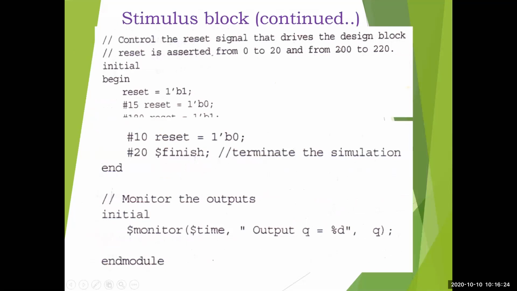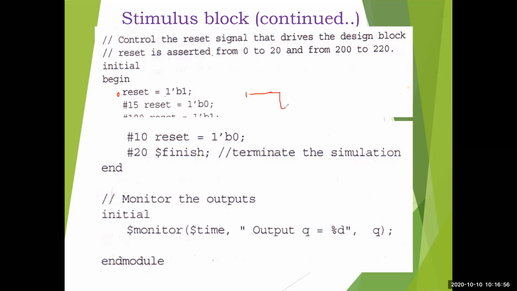Control the reset signal that drives the design block. Reset is asserted from 0 to 20 and from 200 to 220, as I mentioned earlier, so we are inserting those values. Initial begin reset. Initially, with nothing there, that means at time 0, it will be high, which I will consider 1. 1'b1, and 15 will be added: 0 plus 15 means after 15 time units it will be made 0.